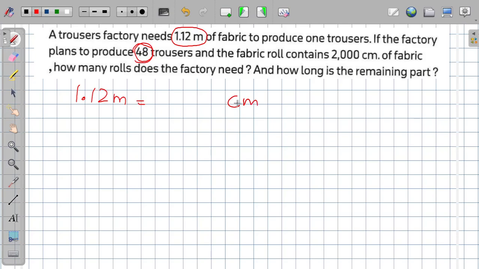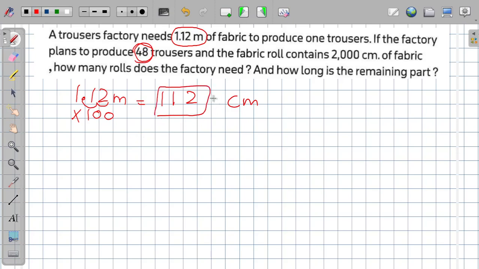Okay, so to convert from meters to centimeter, I will multiply by 100, because 1 meter equals 100 centimeter. So I will move the decimal point 2 places to the right. So I have 1, 1, 2, or 112 centimeter. Okay, but I want to produce 48 trousers, and this number is for 1 trouser.